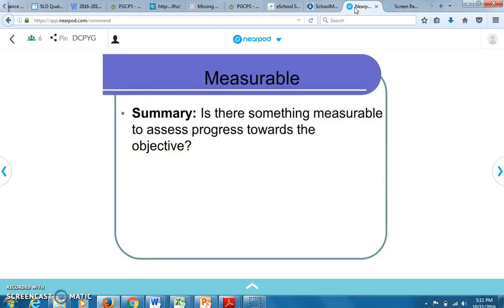The summary is something measurable to assess progress towards the objective. So, open-ended question: is there something measurable to assess progress towards the objective? Could you reword that question? Yes. It says, is there something measurable? How would you measure success along the way to reach your objective? How would you measure that success during the lesson? Questions. Just questions.